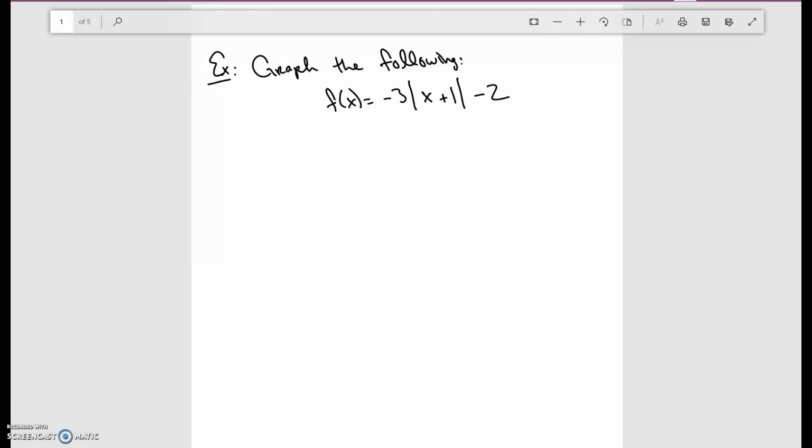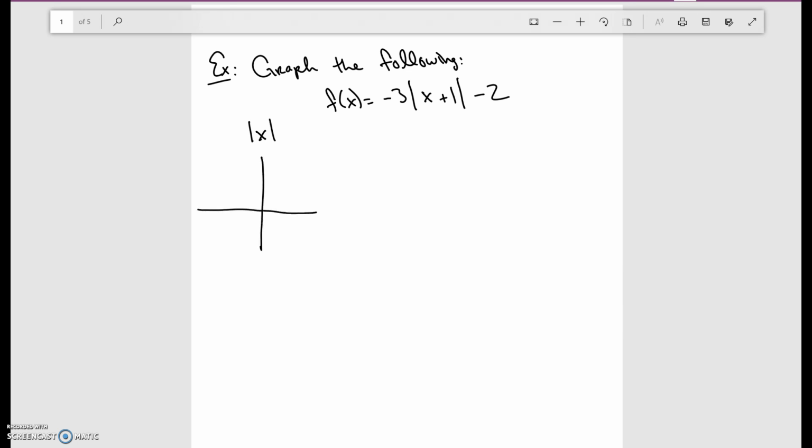Okay, so let's find the graph of this following function. The first thing to look for is what exactly this function looks like. Well, I see that there's an absolute value, so this reminds me of the absolute value of x, and I know what an absolute value of x looks like.